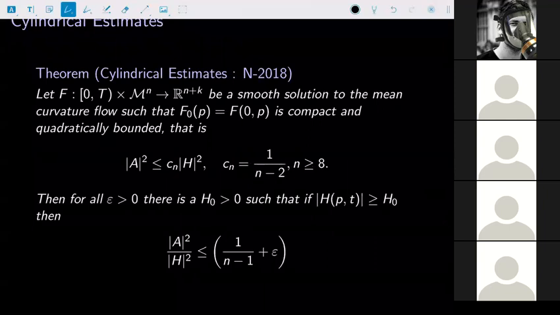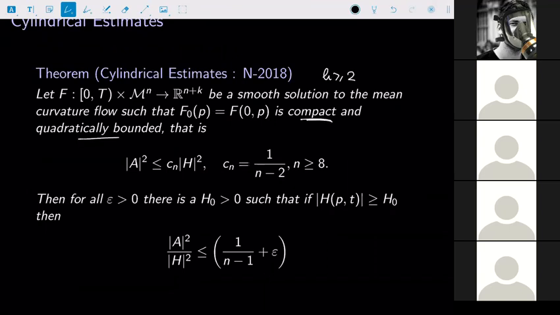And once you have this localized Harnack inequality, you can prove the cylindrical estimate. So you take here a smooth solution of the mean curvature flow, where K is usually greater than or equal to 2. And then here you have a compact, quadratically bounded mean curvature flow. Usually you ask for H greater than or equal to 0, although you can actually show this as a consequence. Then what you show here is that for all epsilon greater than 0, there exists an H0 such that, this is a threshold, so the mean curvature has to be large.